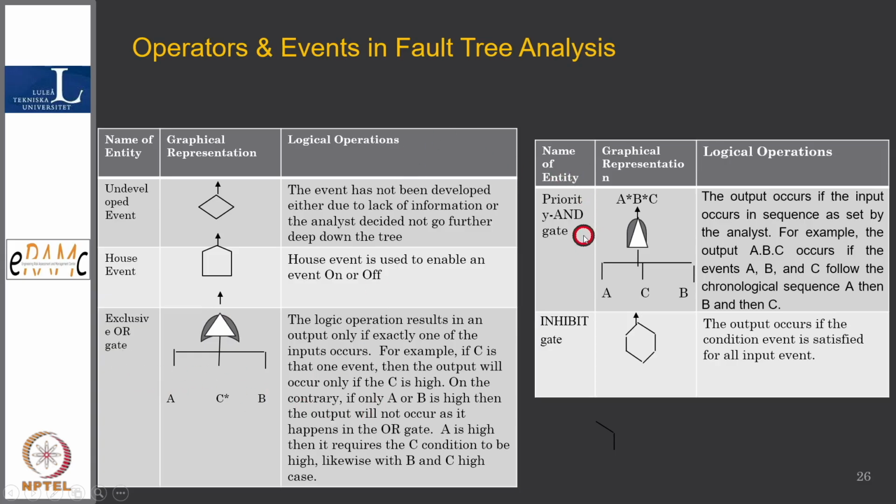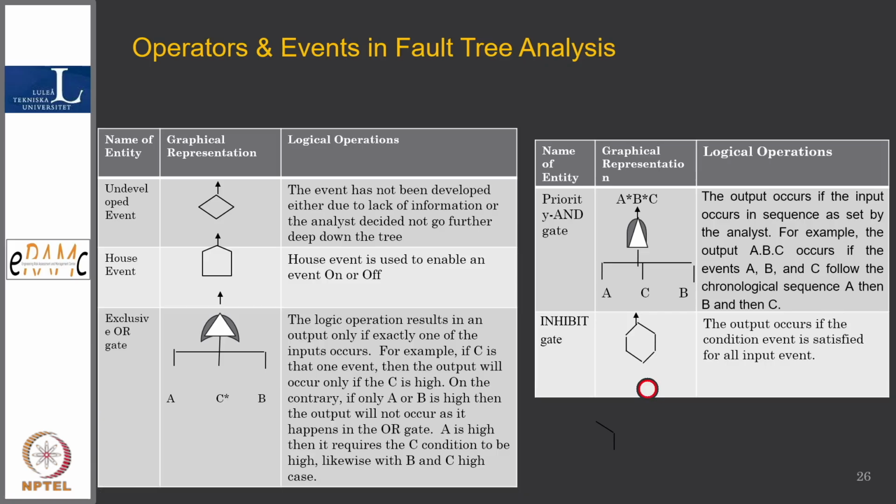Now we have the priority AND gate. They have priority. If they do not come in some sequence, then the output will not occur. It has to be in some sequence, like pump, then breaker, and then another breaker. If I have decided on some sequence, it has to happen in that sequence only, then only it will be counted. If this is an inhibit gate, the output occurs if the conditional event is satisfied. Unless that conditional event is satisfied, the output will not occur.